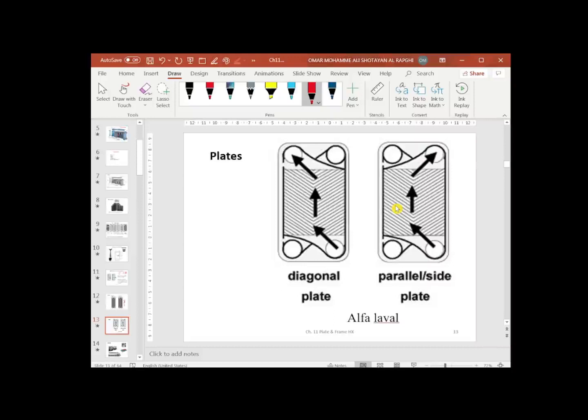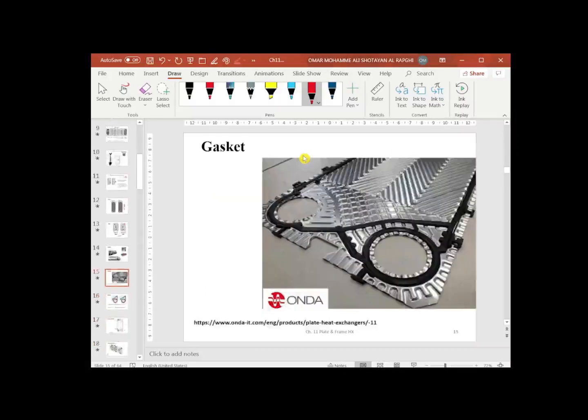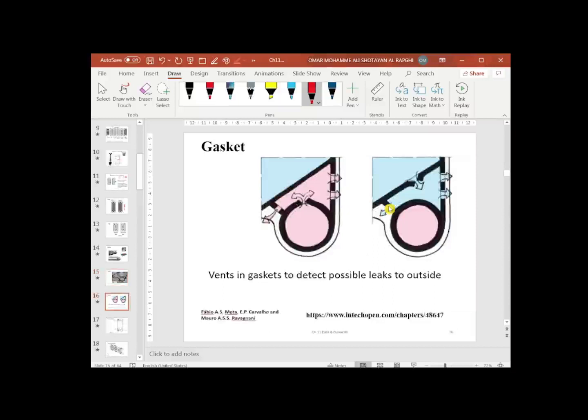This is another view showing the same thing that we said before, for the flow that is controlled by the gasket to flow in certain ports. The gasket itself has certain grooves that it can go into, and the plates themselves are actually very thin, made of a very conductive material like aluminum. This is another figure showing the gasket on the plate.